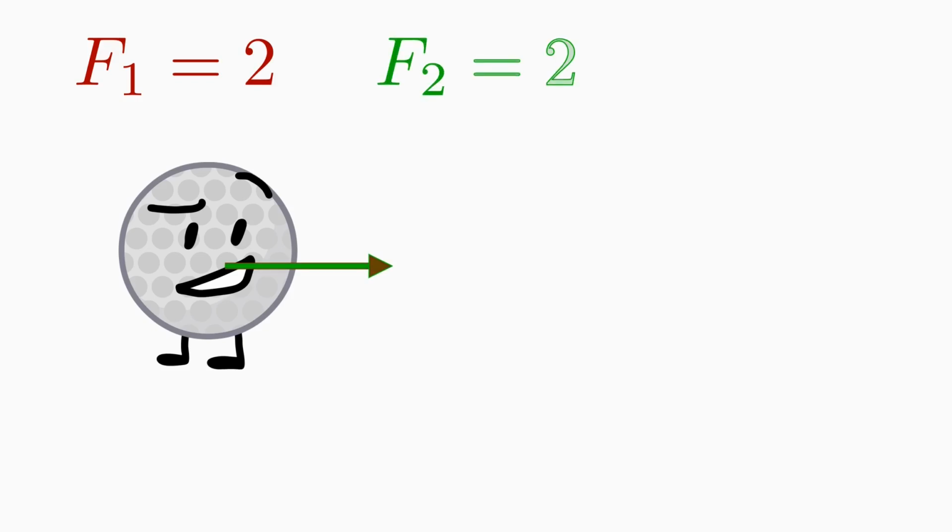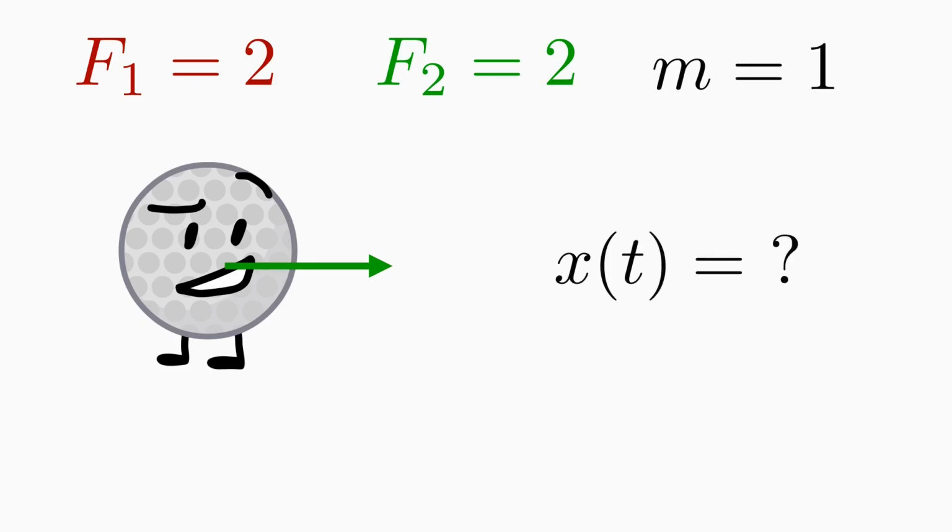Let's start with a simple problem. We have this body at position 0 at time 0 with a force of order 1 with a magnitude of 2 and a force of order 2 with a magnitude of 2, all in the same direction, and a mass of 1. What is the position of the body at time t?